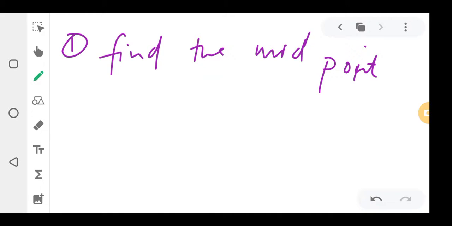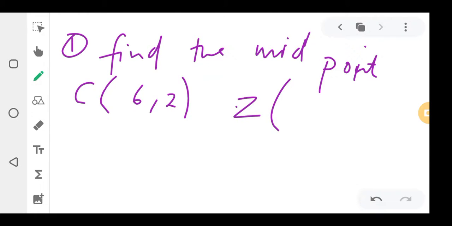Find the midpoint. Mid is M-I-D. Midpoint of point C. Point C is (6, 2). Let's say point C and the other point is Z. The midpoint between these two. So the other one I'll just say (8, 3). We're finding the midpoint between those.